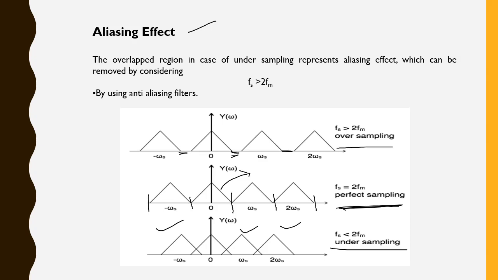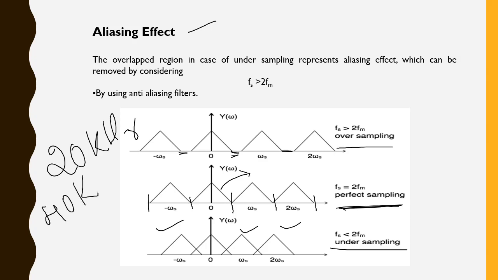As an example, if I am considering an audio signal with a bandwidth of 20 kilohertz, it must be sampled at least at 40 kilohertz to avoid aliasing. If I am considering an audio signal of 20 kilohertz, it must be sampled at a rate of 40 kilohertz in order to avoid the aliasing effect. That is when we say we are holding good with the Nyquist rate, or the perfect sampling process.